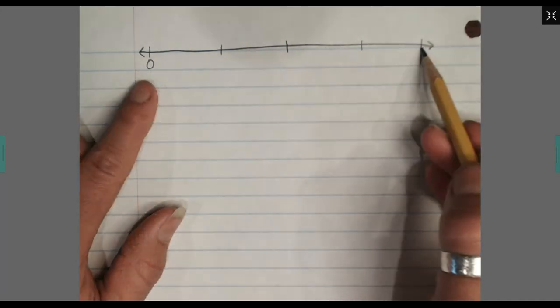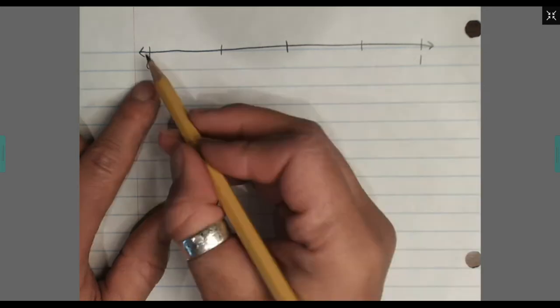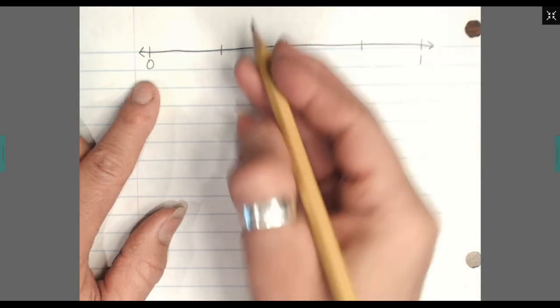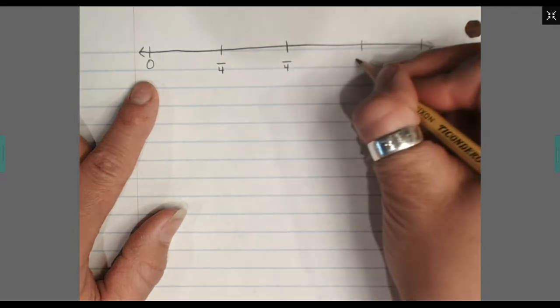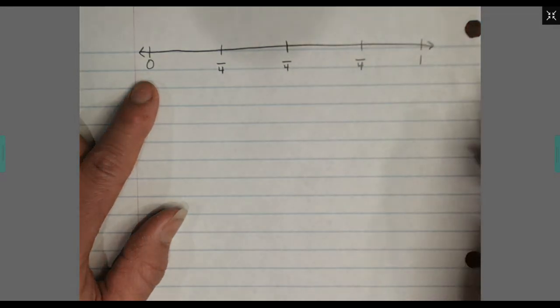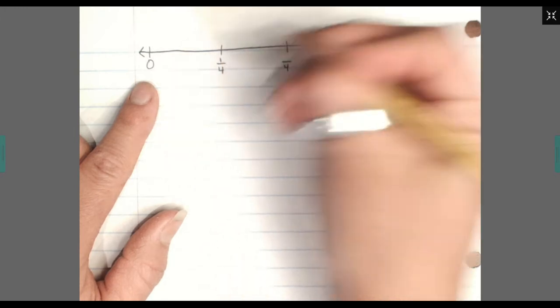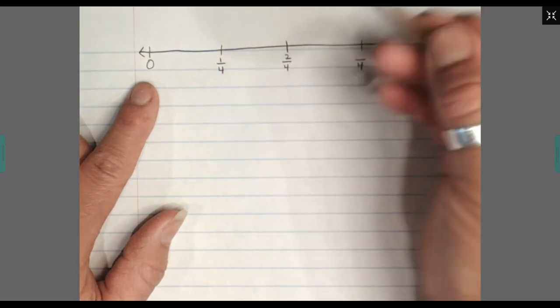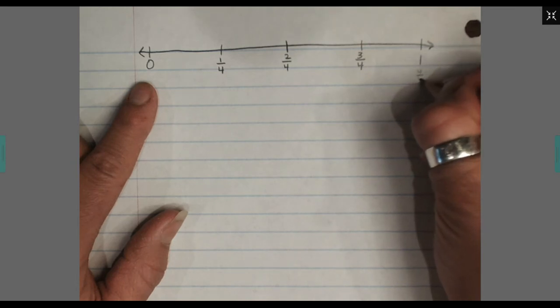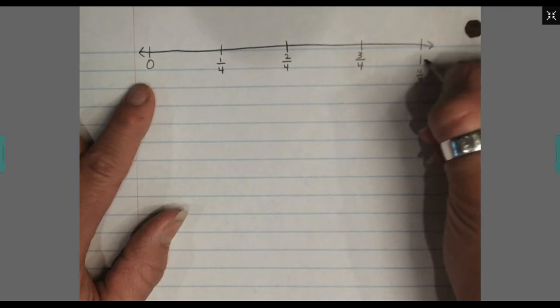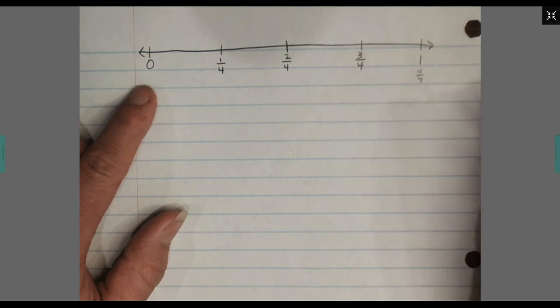So I've split this number line into 4 parts. So now I can label each part. We know that the denominator of each of them is 4, because the 4 parts means fourths. So that's 1/4, 2/4, 3/4, and 4/4. And 4/4 is equivalent to 1, because 4 divided by 4 is 1.